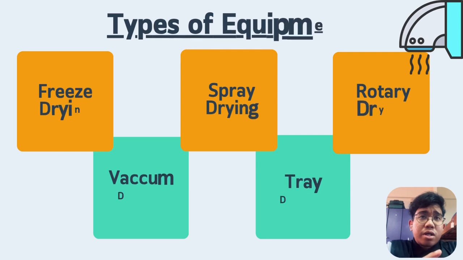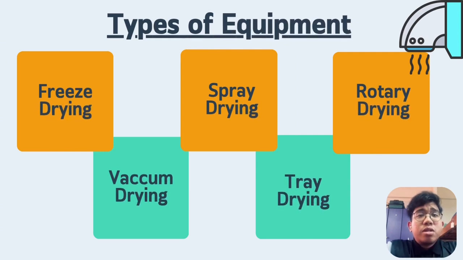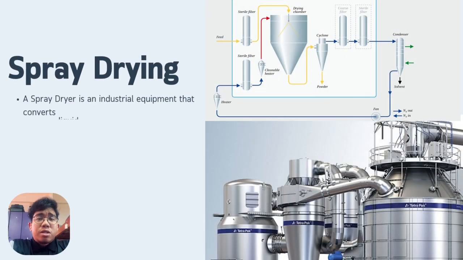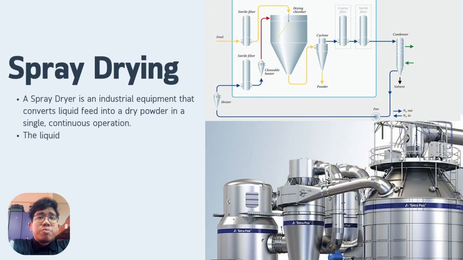There are 5 types of equipment. First, freeze drying. Second, spray drying. Third, rotary drying. Fourth, vacuum drying. And lastly, tray drying. From the 5 types that I have listed, I choose spray drying.